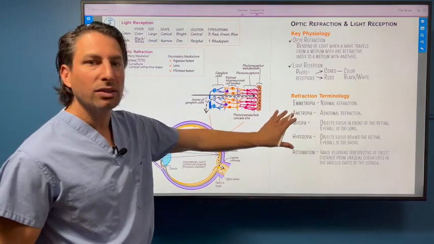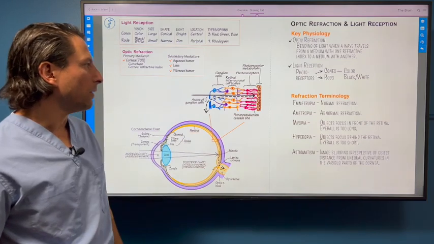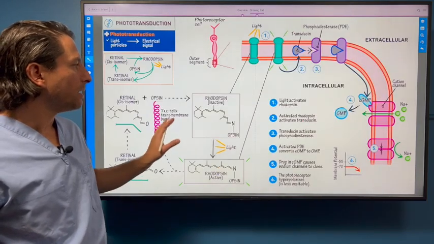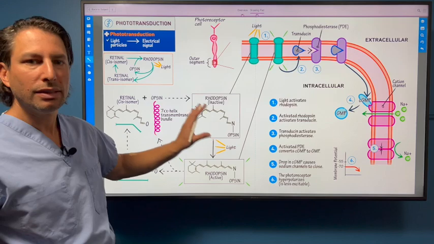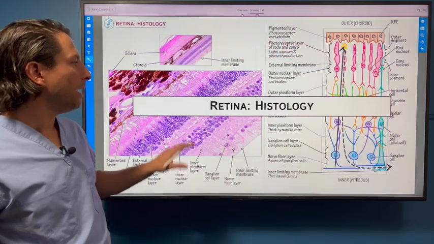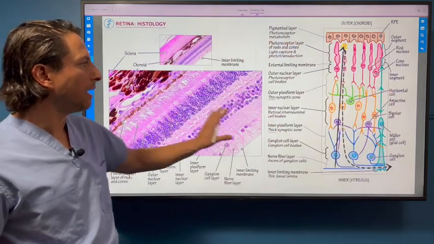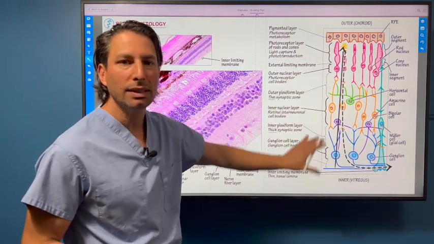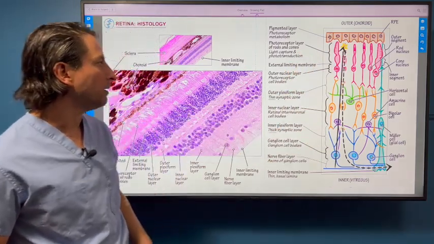This is some refraction terminology, again, that you can learn on your own. Again, we're going to skip through phototransduction here. This is key neurobiology, and we're also going to skip through retina histology here, but we go through in more detail these different retinal cells.